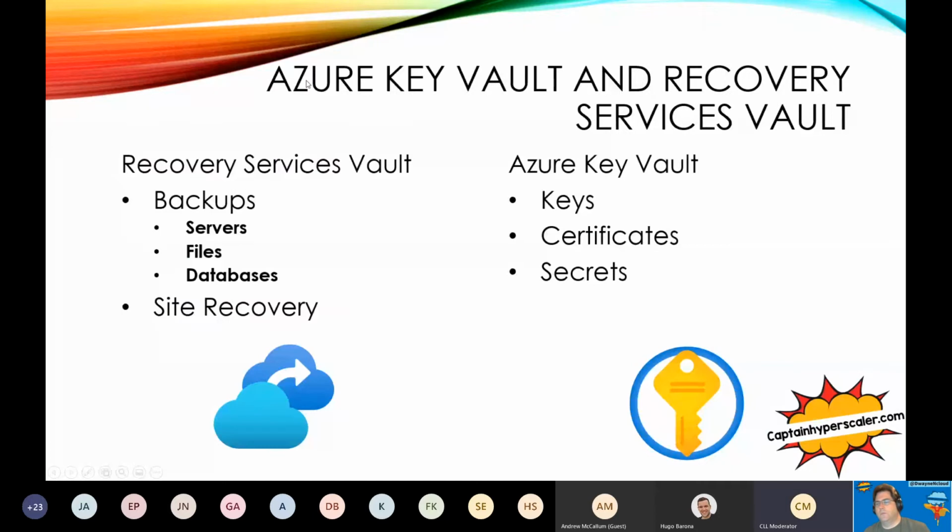We do have another question about how to debug for DNS resolution and whether that would be through Traffic Manager.